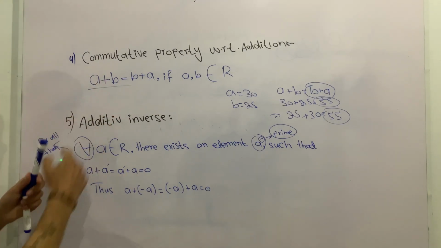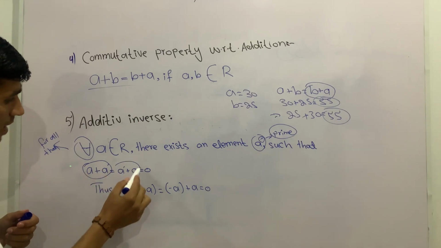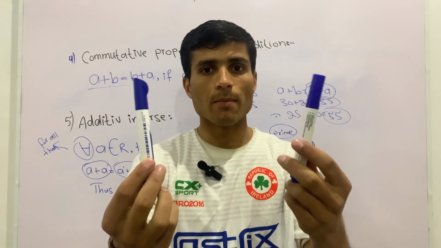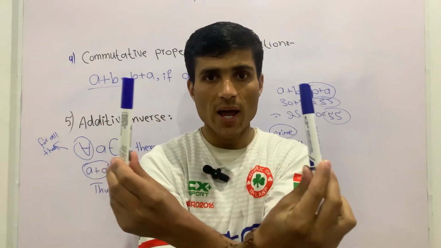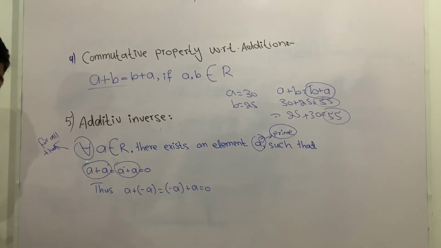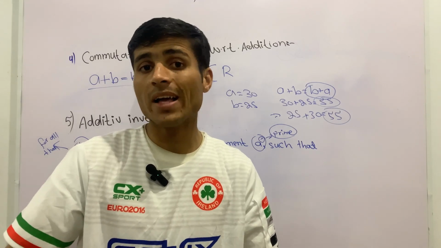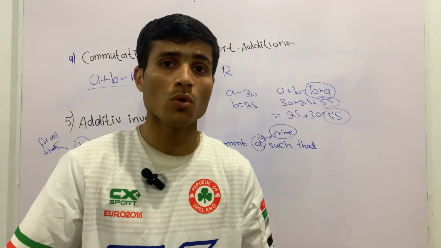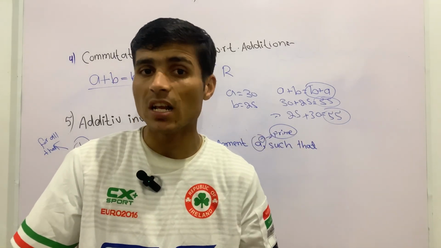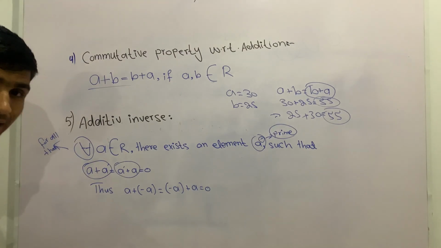This is the commutative property. Look here, a plus a prime equals a prime plus a, which equals 0. If you add two numbers and the answer equals 0, the number which you added is the additive inverse. Look here, I want to show you an example.